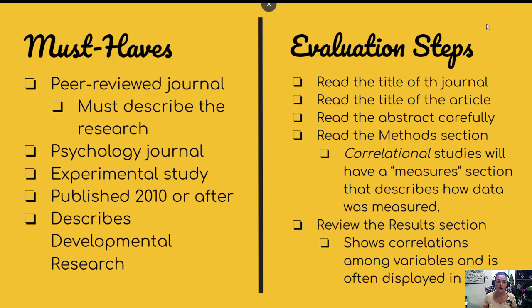If you're looking for a correlational article, the criteria are similar, except that when we're evaluating it, the standard is that it will typically have a measure section within its method somewhere, and it will describe how the data was measured. And one of the most important visual clues is that it will tend to have a table showing the correlations among those variables. So that's what you're going to be looking for within the article itself.